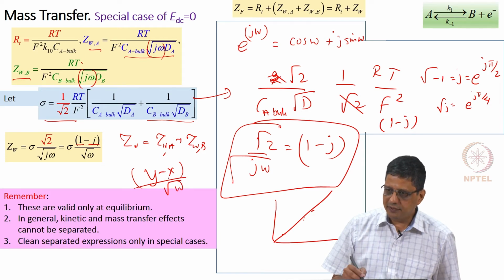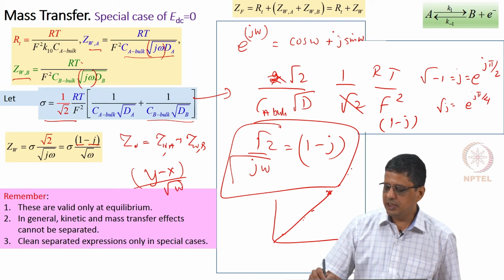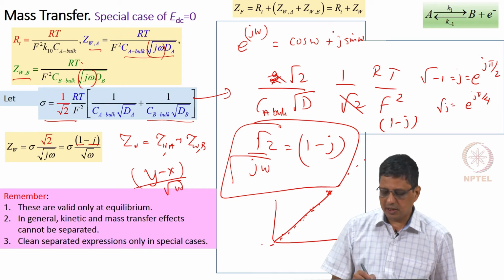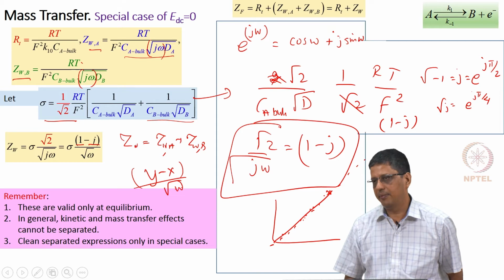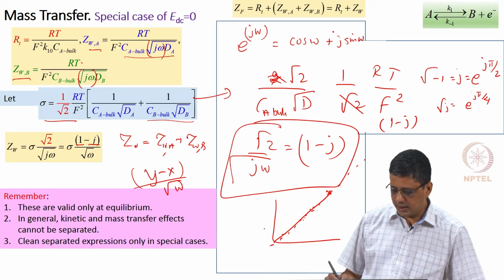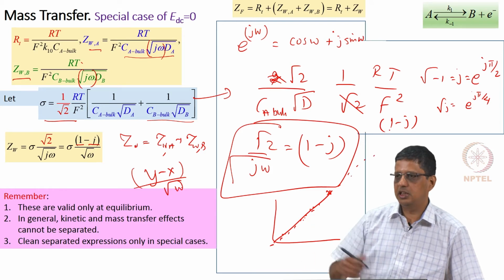When I decrease the frequency, this number becomes a larger number. When I increase frequency, it becomes a smaller number, smaller factor, but the ratio is always 1 minus j, it is always a 45-degree line. So, this is going to look like a 45-degree line with decreasing frequencies going towards larger values.